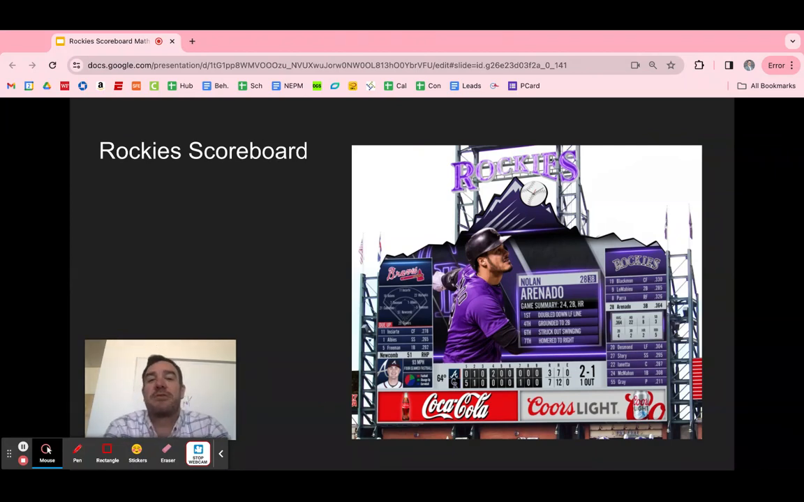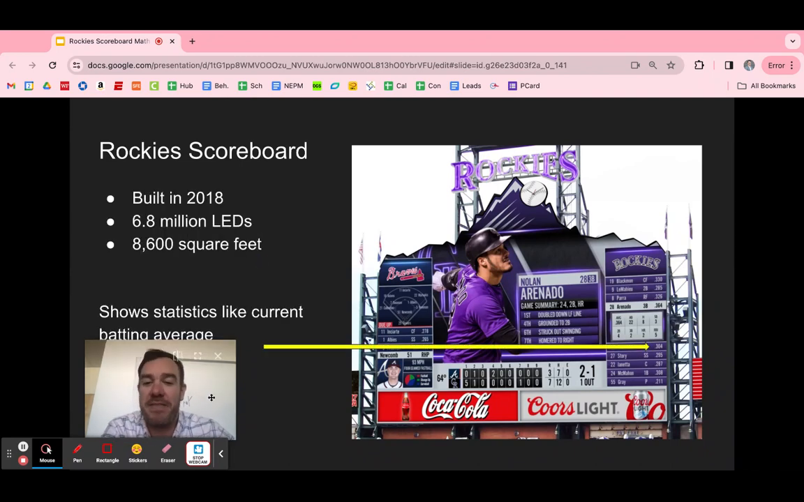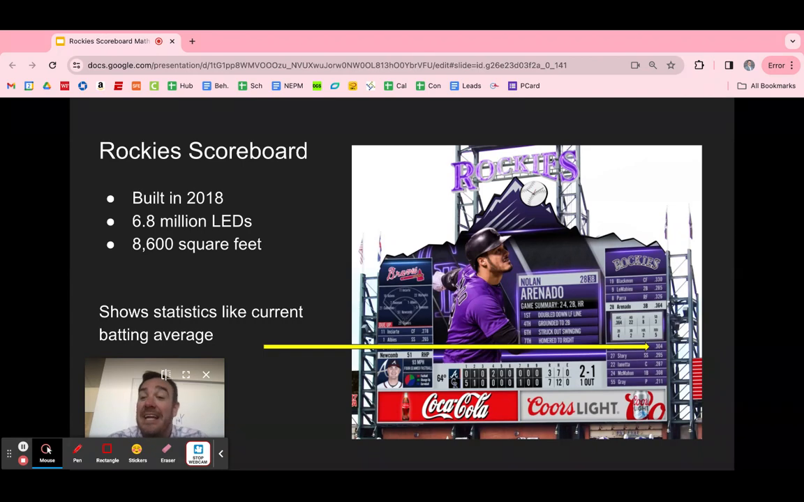Wow, beautiful big scoreboard that we have right there of the Rockies. Oh, what a cool cutout that we get a chance to see up here. The picture of the Rockies. How wonderful, how picturesque. Just some basic details about this scoreboard. It was built in 2018, 6.8 million LED lights. Wow. 8,600 square feet. And it's going to be the place that we are looking at to get lots of information about how players are performing.